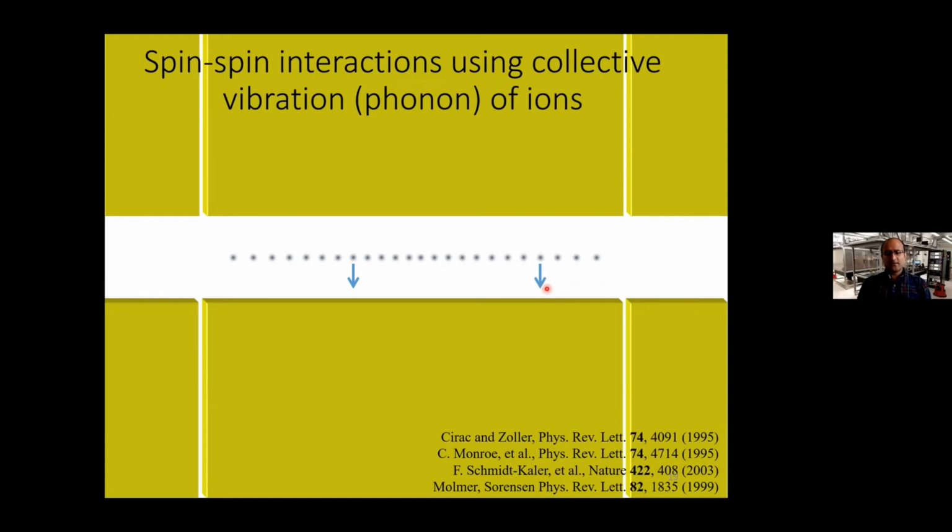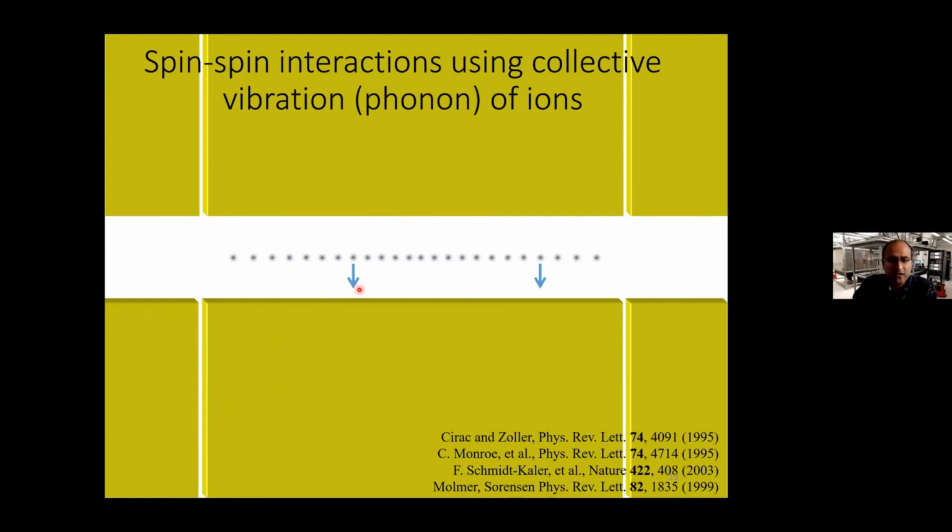Even though these ions are, well, ions, and they have Coulomb interaction, the Coulomb interaction itself is not very useful because you cannot turn it off. However, what you can do is couple the internal spin states conditionally to that Coulomb interaction. So let's say you have these two ions that you want to interact with each other. You send a laser beam. This is a very cartoon picture, by the way.